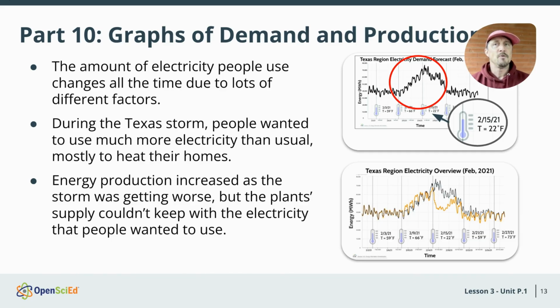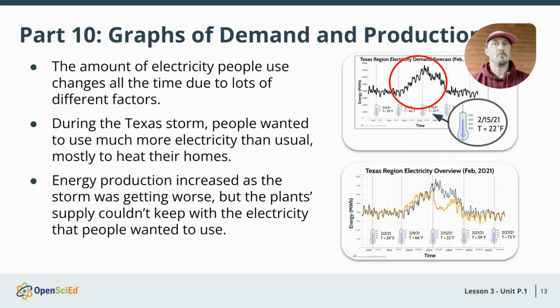At the end of day 2, we see that the amount of electricity the power company expects people to use is changing all the time. And we see that there is a big spike in this predicted demand during the storm. That's what I've circled in red here. Temperature dropped to 22 degrees Fahrenheit, so we think people wanted to use electricity to heat their homes.